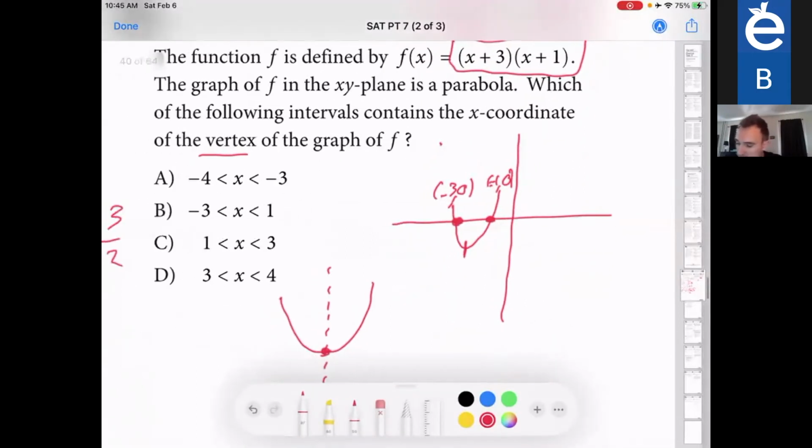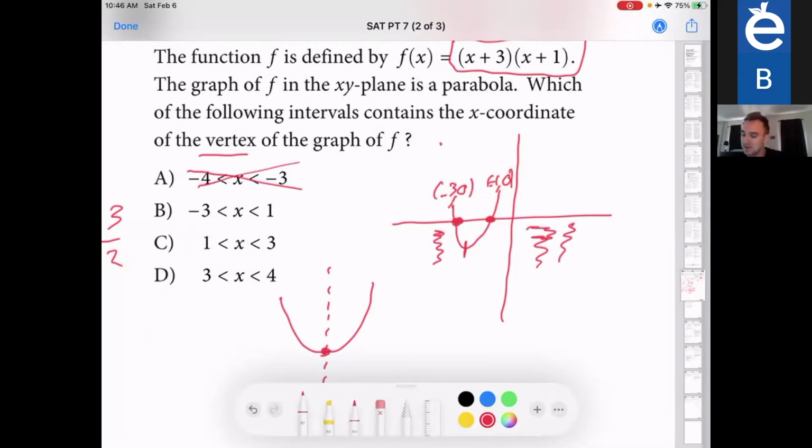So if it must be between -3 and -1, let's think about some here that don't make sense. Not this, right? -3 and -4 would be somewhere over here. B, -3, let's come back to B. Let's look at C. Between 1 and 3, well, that would be over here, right? That's definitely not in our range. And D, between 3 and 4, that's even further away. That's over here, definitely not.